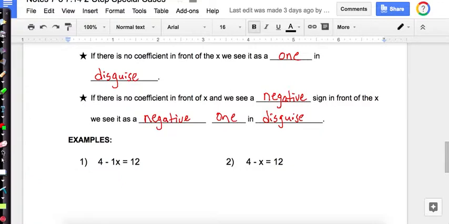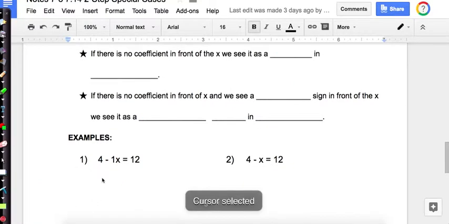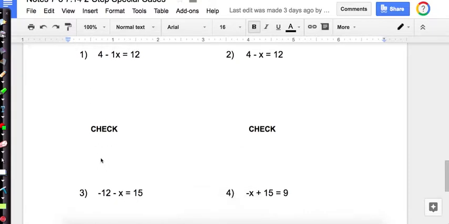Okay, let's look at some examples, and we're going to show the check for each one. So example 1 says 4 minus 1 times x equals 12. Circle your variable and anything in front of it, addition or subtraction. Now we want to cancel out 4, so would we add 4?